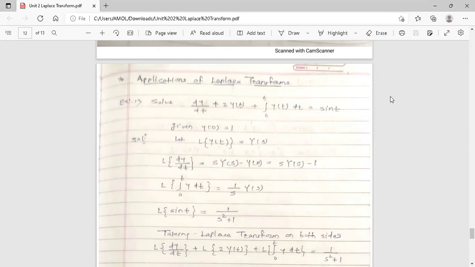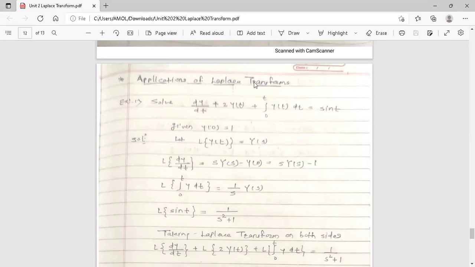We can solve differential equations using Laplace transform. This is the use of Laplace transform. See the example. Solve dy/dt + 2y(t) + integration over 0 to t of y(t) dt = sin t. This is the differential equation and we want the solution for it.